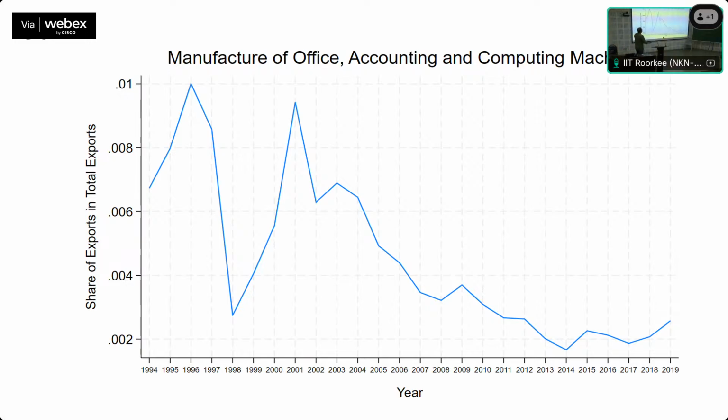This is not much, it is very, very low, 0.6%. It is down to 0.2%. Office computing machinery, this is not much. These are office accounting machinery, computing machinery. Minor export products. India doesn't produce this much.